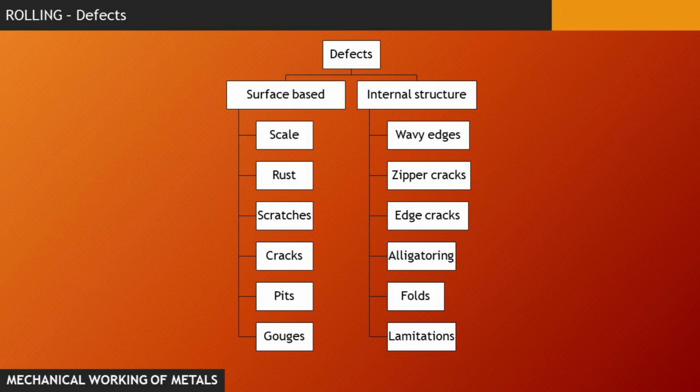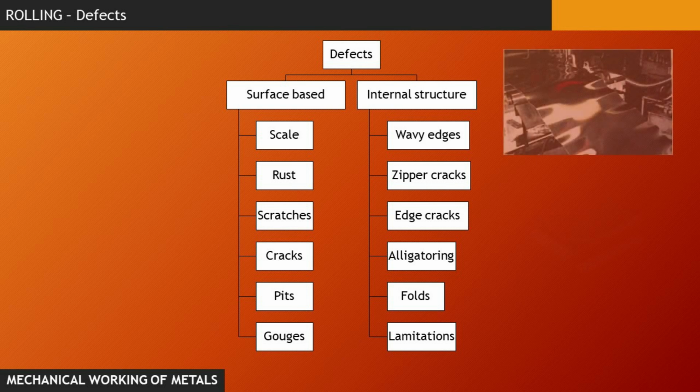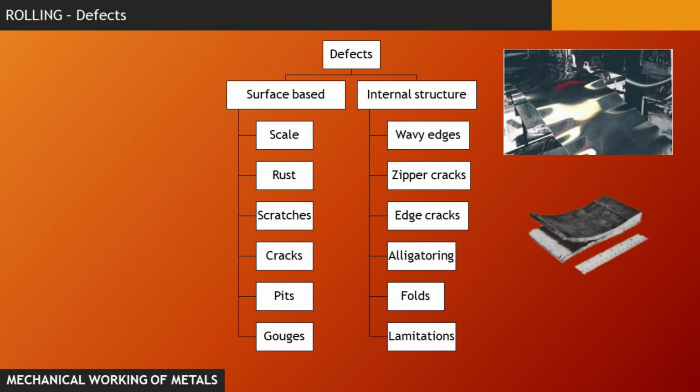Next is the internal structure defects. These kinds of defects are like wavy edges, zipper cracks, edge cracks, alligating, folds and laminations, out of which wavy edges and zipper cracks occur due to bending of rolls.